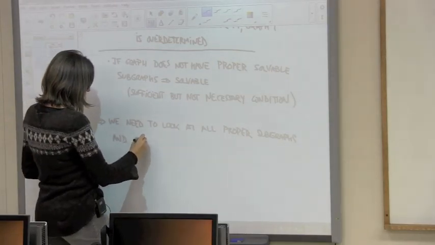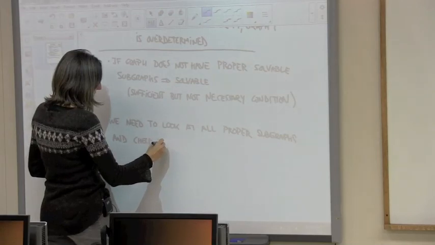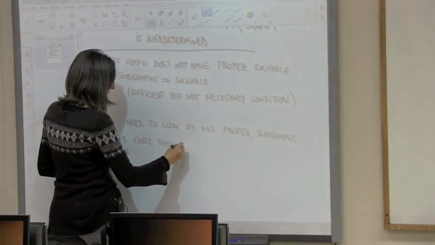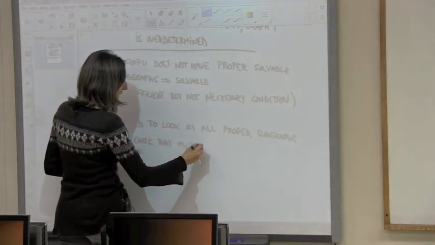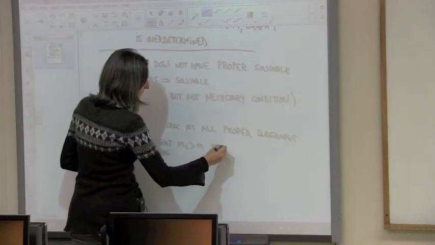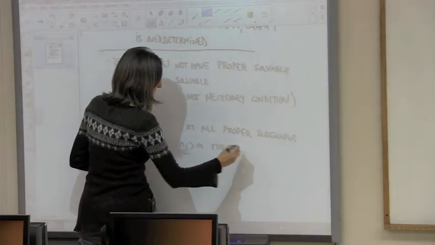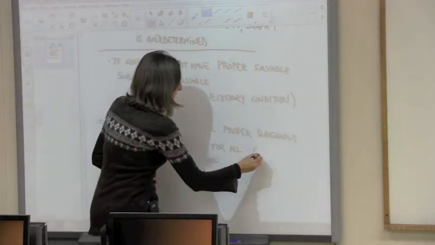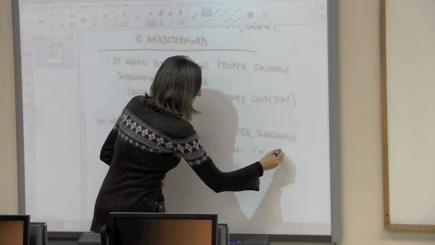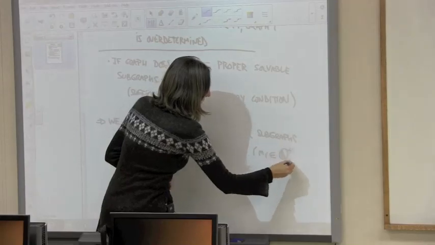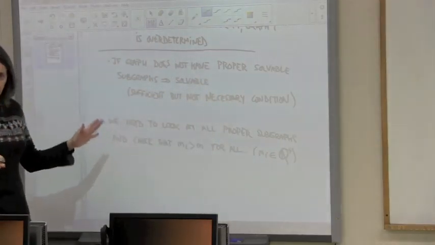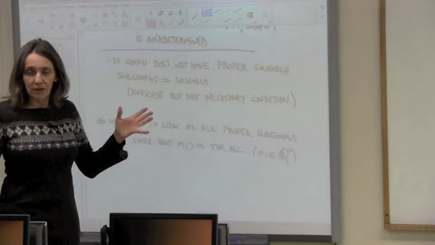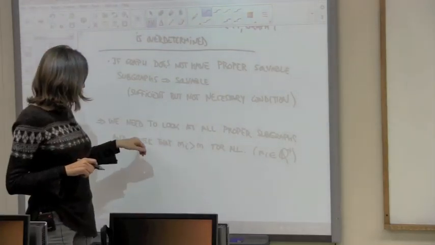check that MI has to be greater than M for all. Okay, and that means MI being a positive rational, okay? A negative number doesn't make sense. What that means is that you can reach many more positions, right? As many as you want.